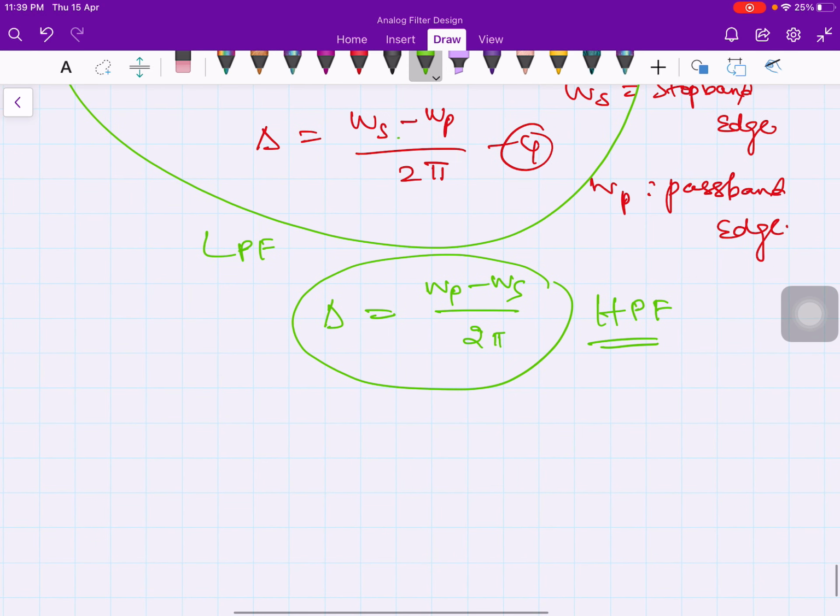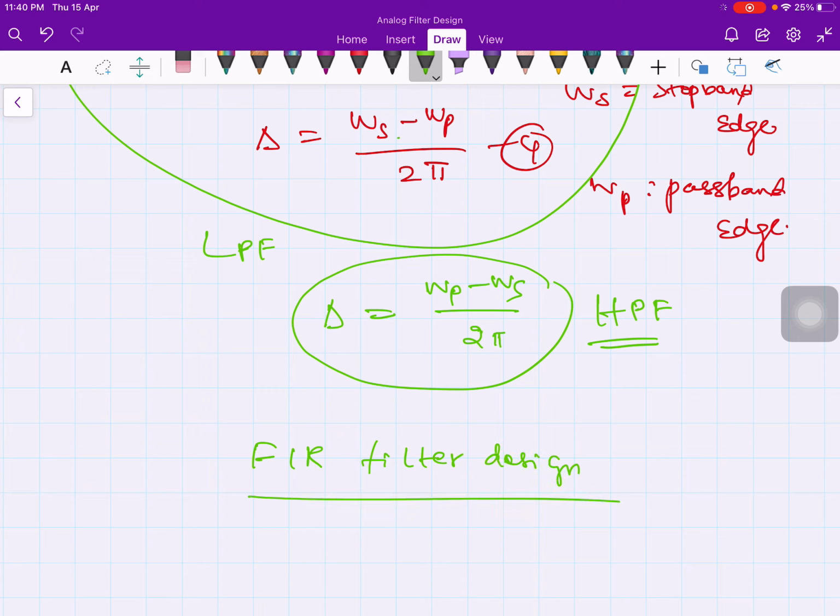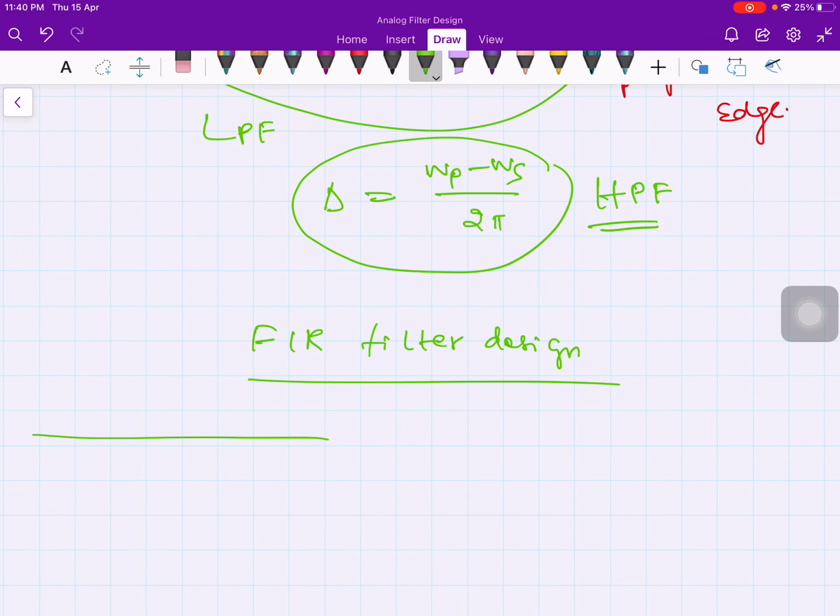Okay, so that's all about the introduction to FIR filter design method. So in the next lecture, we will see how to design the FIR filter using windowing method, and followed by that we will see the frequency sampling method. So the next lecture is going to be a little big lecture where we will discuss a windowing method. So there are many windows. We will discuss one by one in the next lecture. So let me stop here. Thank you very much.